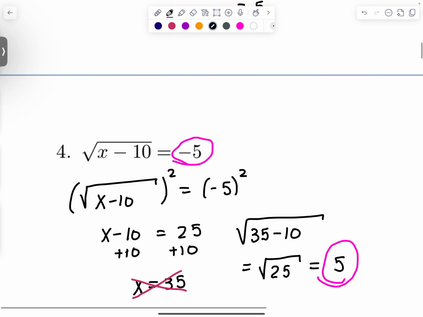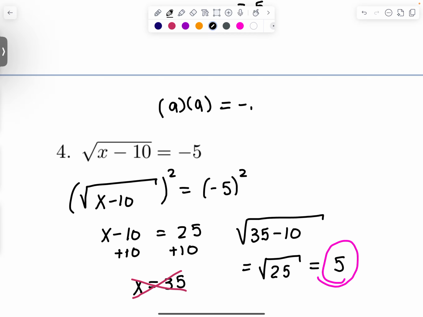Well, let's take a look back at the original equation we started with. We have the square root of x minus 10 equals negative 5. Can a square root of something ever be negative? Implying, do you know a number that when multiplied by itself equals a negative value? No, because remember, if I plug in a positive value, take, for instance, 5, 5 times 5 gives me positive 25. And negative 5 times negative 5 also gives me a positive 25.